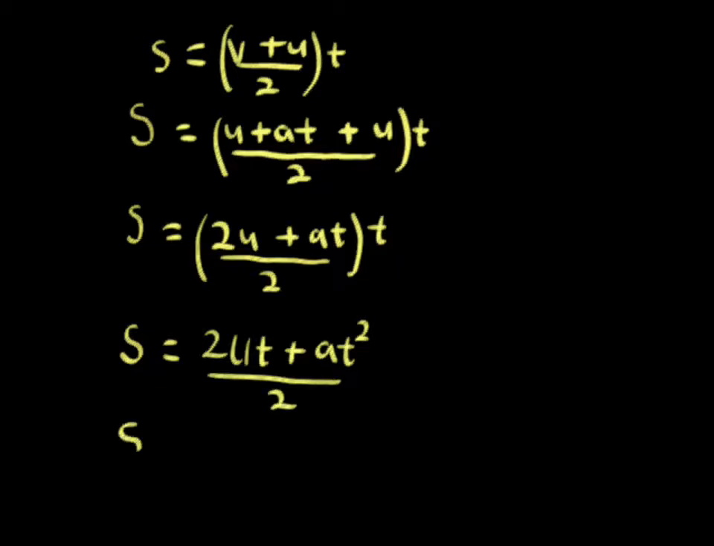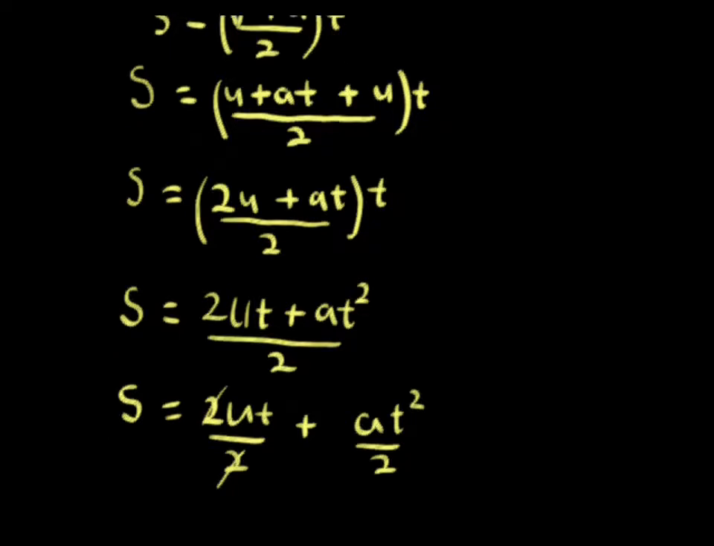So our distance then would be, now we can choose to separate this side of the fraction and this side of the fraction, right? We can separate this fraction into two different parts. Now it's going to give us 2ut divided by 2 plus at square divided by 2. So you know that these two can cancel out these two.